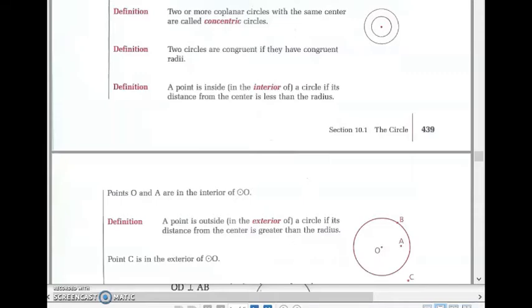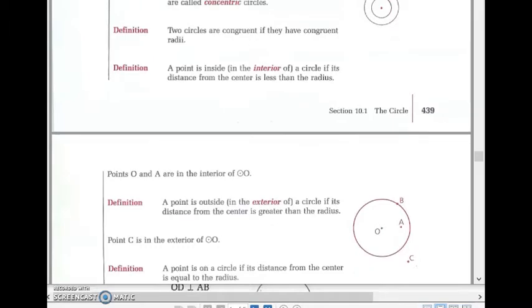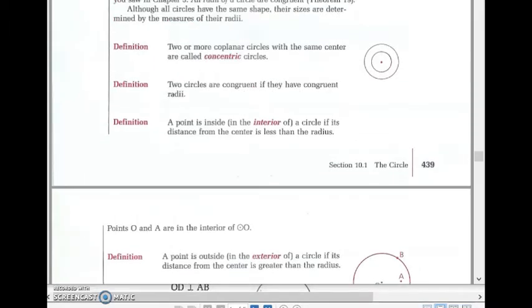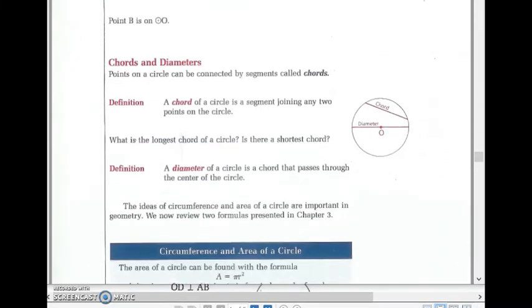If 2 circles are congruent, then they have congruent radii. I think we learned that in chapter 3. And then a point is on the interior of the circle or the exterior of the circle. Point C is on the exterior, A is on the interior, O is also on the interior, but it's the center, and then B is on the circle.